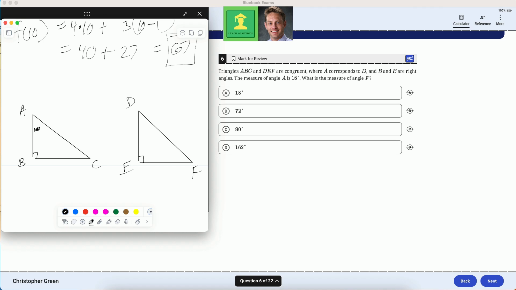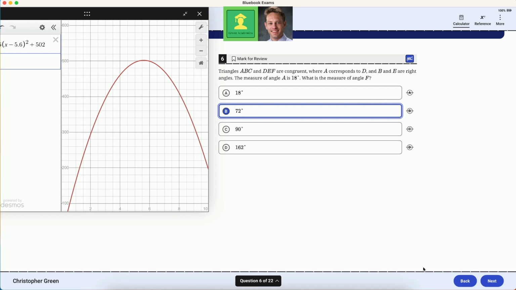The measure of A is 18 degrees. What is the measure of angle F? So if this is an 18, of course it has to be 18 plus 90 plus the unknown down here, adding up to 180. So this is a 72. And then of course if these are congruent, then F as in Frank is the same as C as in cat, which is just 72.